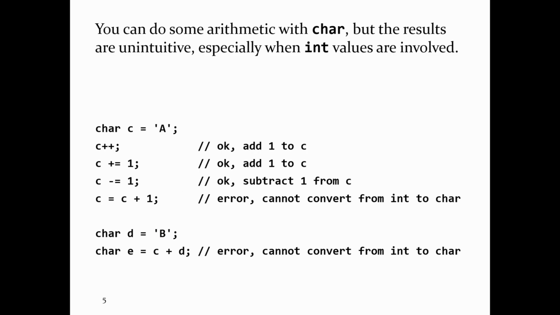It gets weirder. Hang on. It gets even stranger. So here I have the char D, and its value is B. Can I add A and B together? It turns out you can add them together. But if you try to store the result in a char, the language barfs. It says, no, I can't do this. And so now you look at this and you say, well, this is strange.